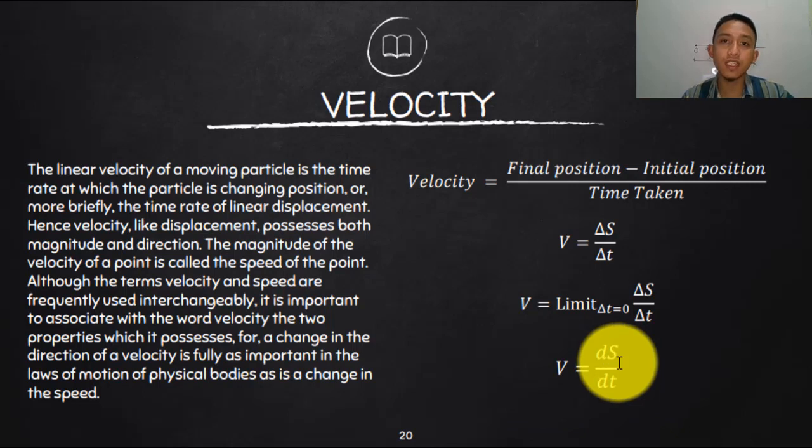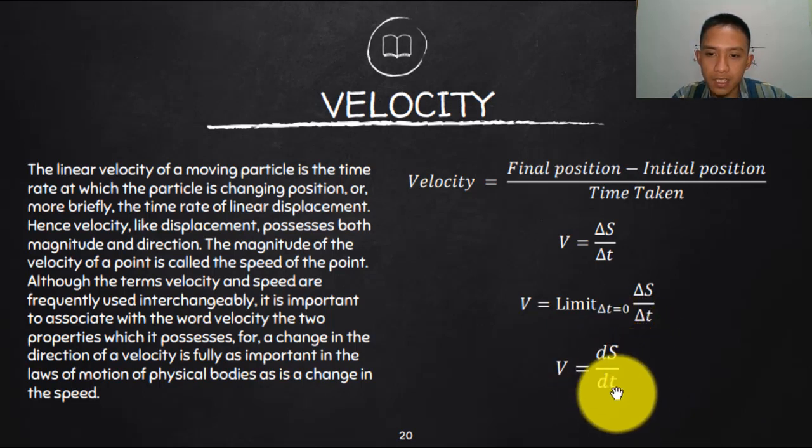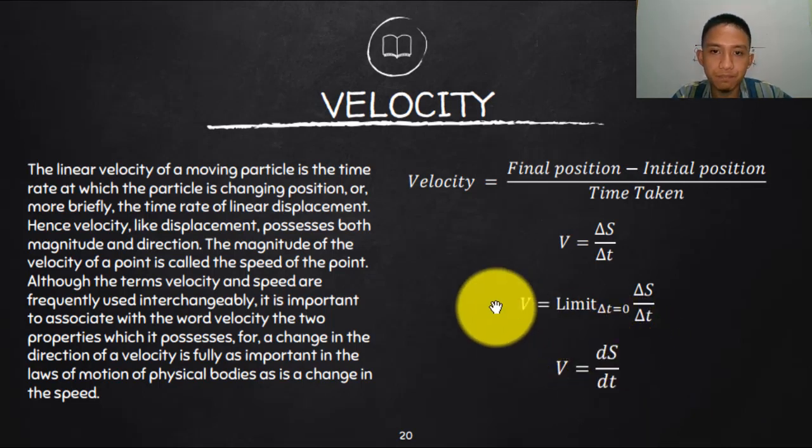Why did we use ds/dt in calculus, and not the triangle delta? Because that d there means we are considering a very, very small change. Your delta, your triangle, means a big change. But if we are considering a very, very small change, that is your d, which is your derivative. So that is your derivative of the distance with respect to time.